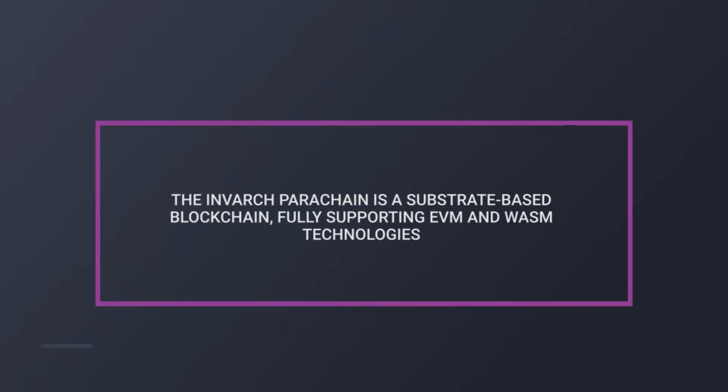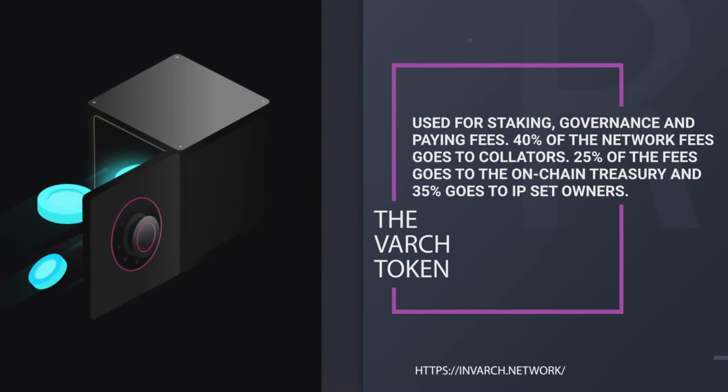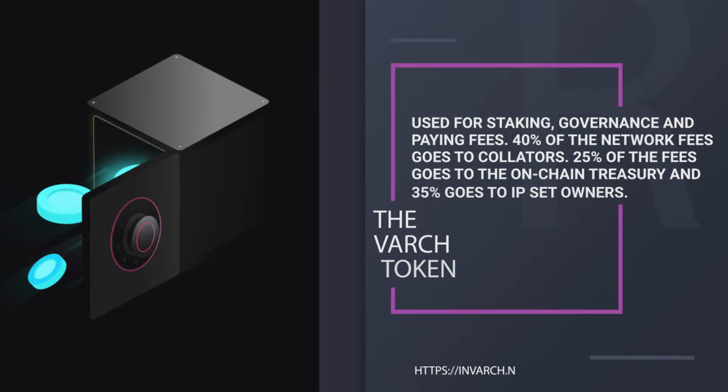The InvArch parachain is a substrate-based blockchain fully supporting EVM and WebAssembly technologies. Its main token is Varch, used for staking, governance, and paying fees. 40% of the network fees goes to collators, 25% of the fees goes to the on-chain treasury, and 35% goes to IP set owners. Here comes one of the most innovative InvArch incentives: substaking.